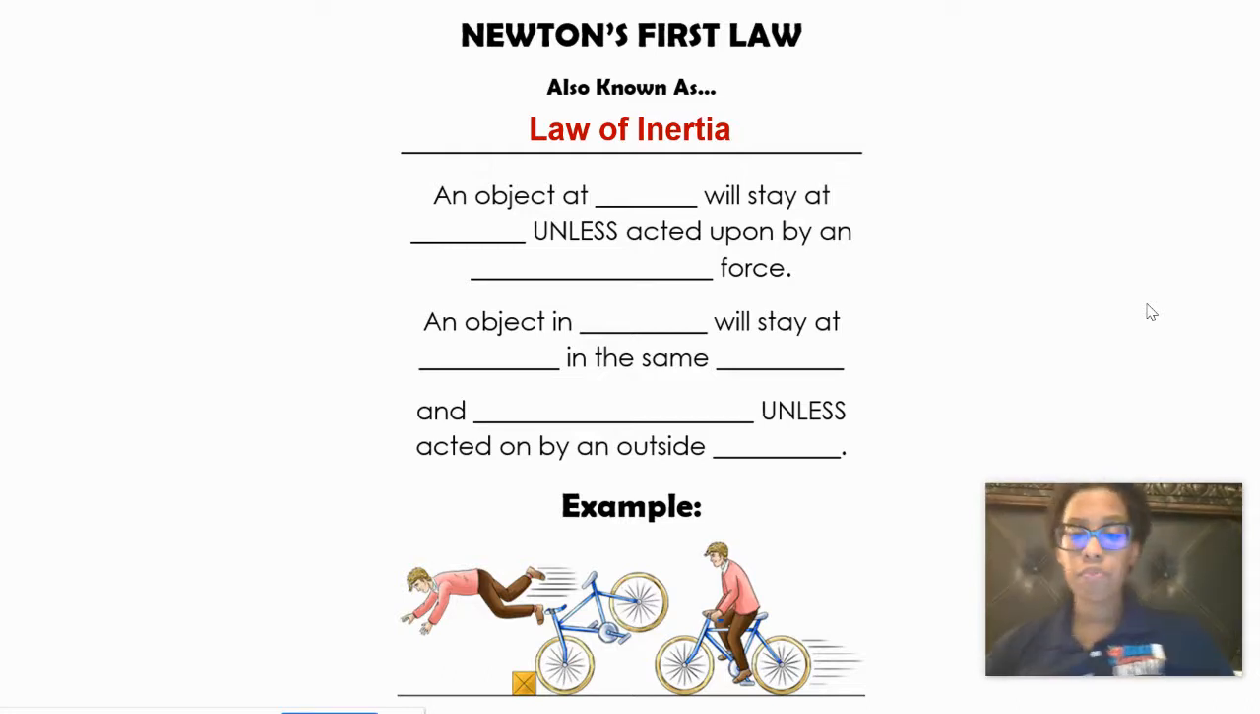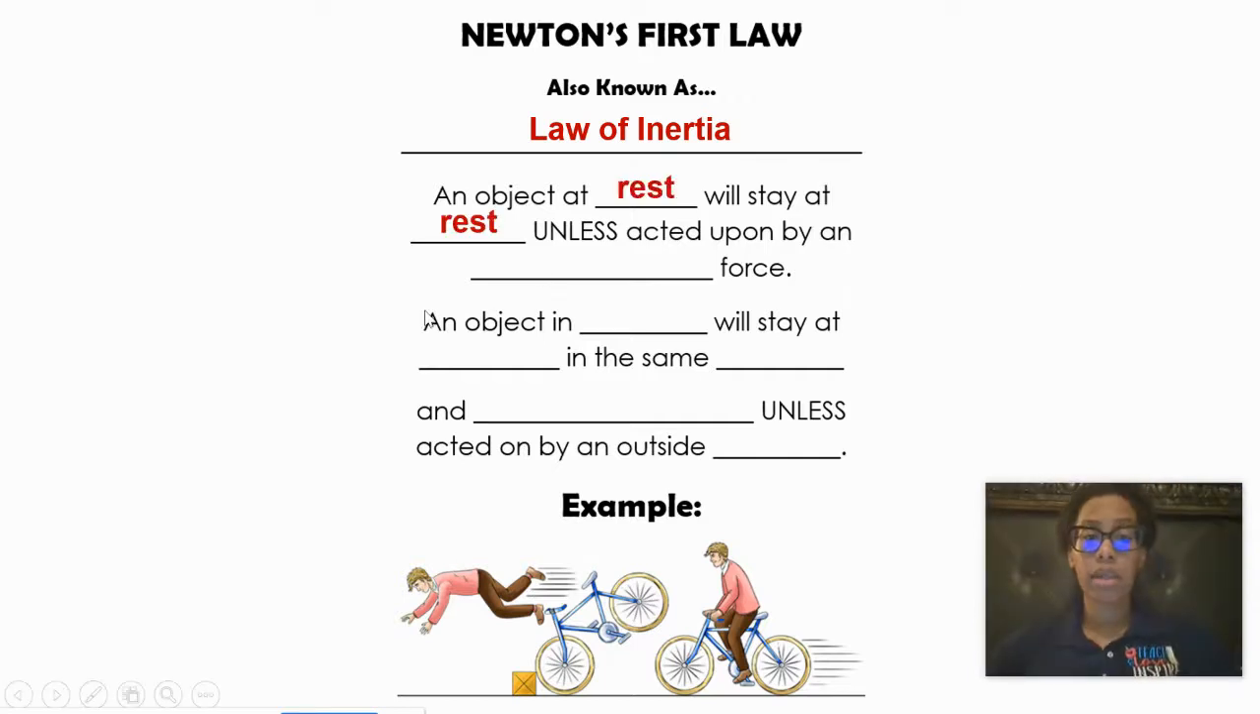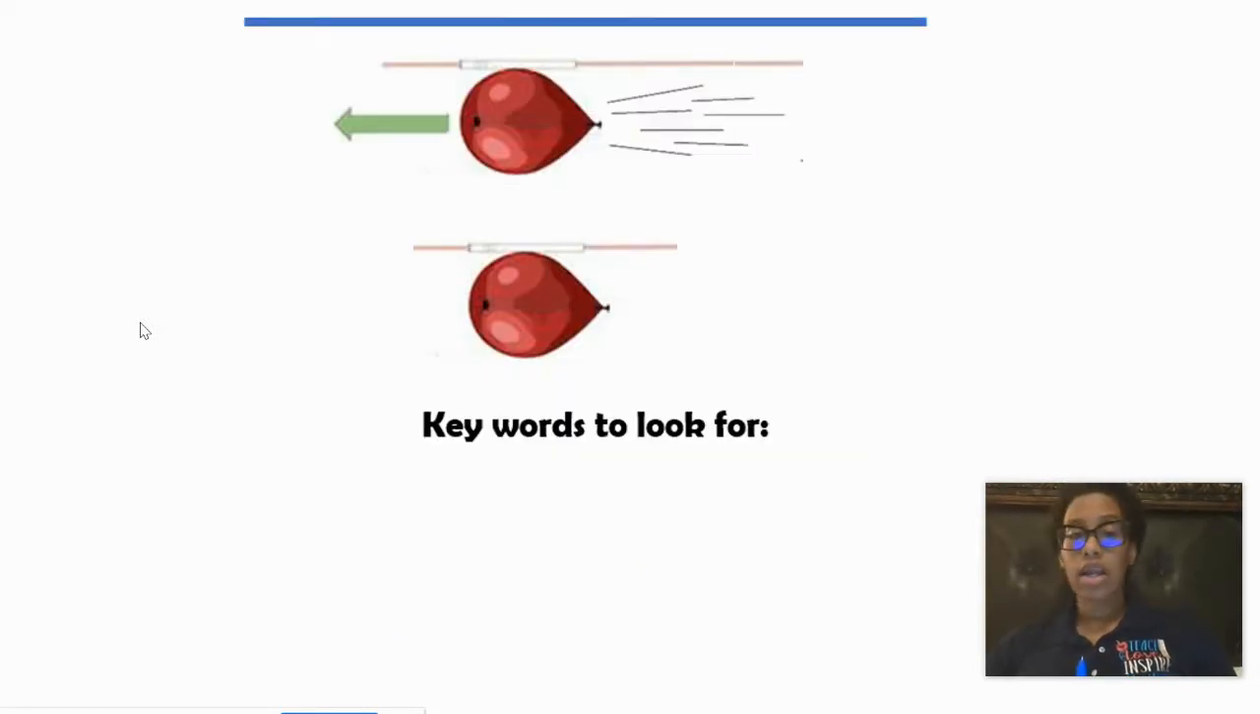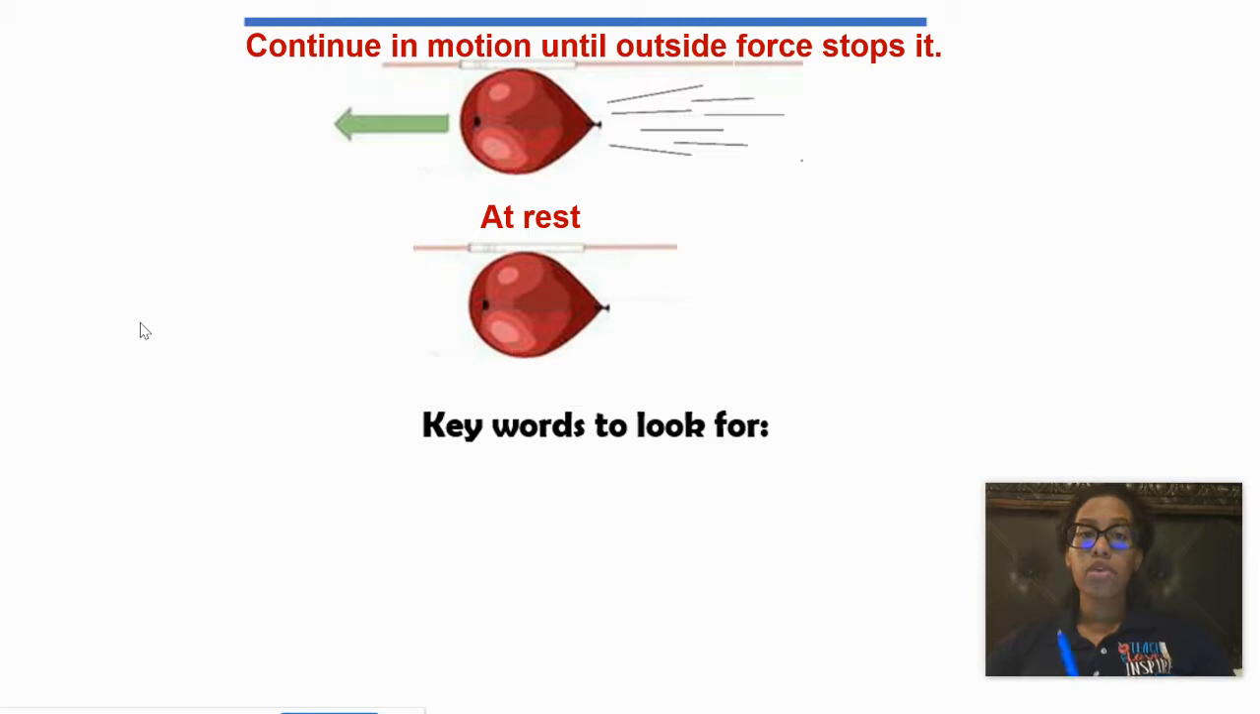And here's our example. The guy's riding his bike. He's riding just fine. He hits something. He goes flying and so does the bike. But he accelerates faster and goes further than the bike, because he wants to keep moving. Nothing has stopped him yet. It's only stopped the bike. And if you didn't finish it, don't worry. All right, here's our example. The top balloon will continue in motion until an outside force stops it, and the second balloon is at rest.